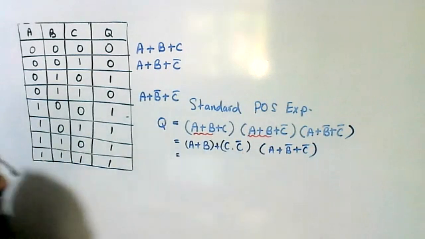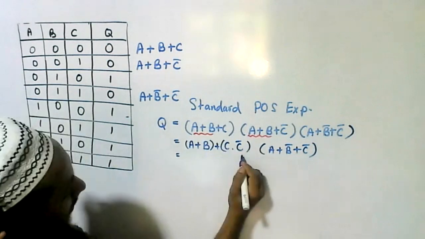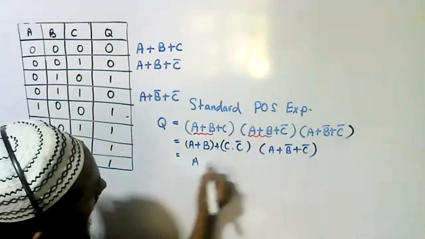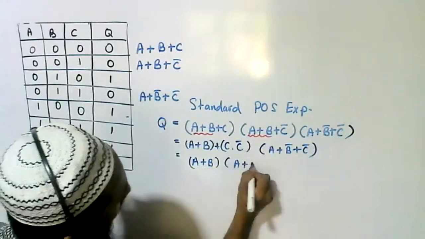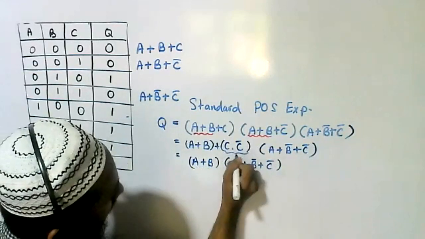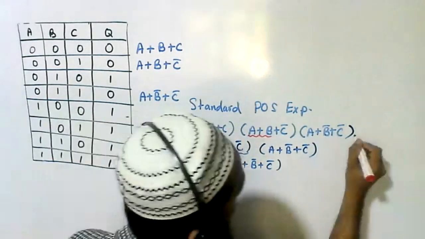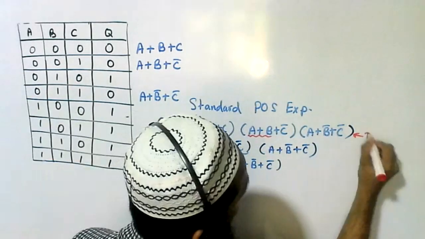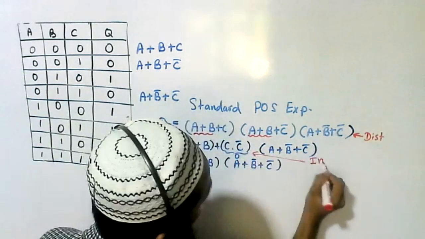Next, C and C bar means, what is the law we can apply? Yes, the inverse law. C · C bar equals 0, then it becomes (A + B)(A + B bar + C bar), because this becomes 0 according to the inverse law. It's better to mention the laws here: distributive law, and here the inverse law.